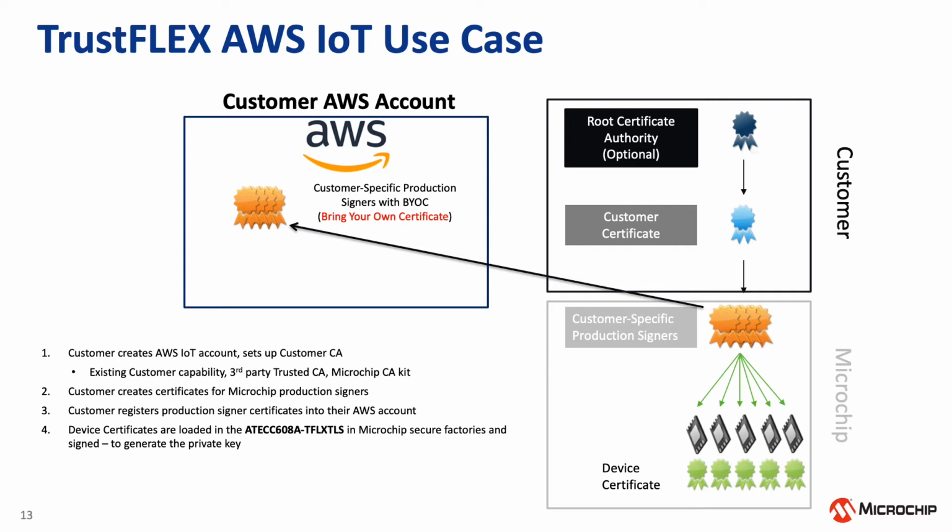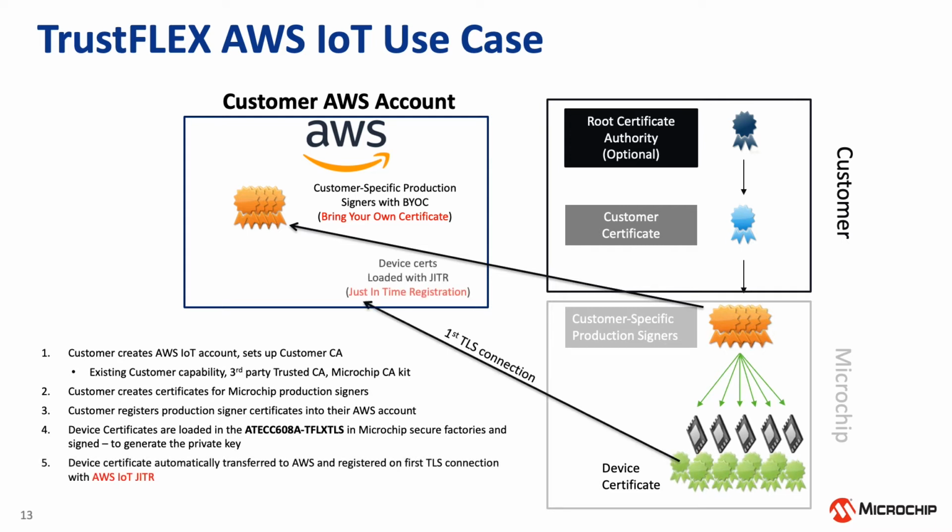So how does that work? The way it works is at the first TLS connection, the device will be pulled into the AWS account and verified by the signer certificate. So now you can see from a logistics standpoint how elegant the solution is. You don't have to carry around your device level certificates from CM to CM and whatnot.